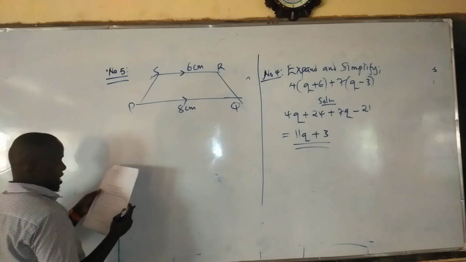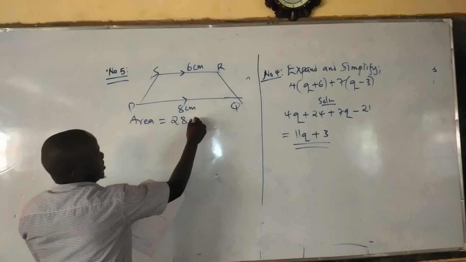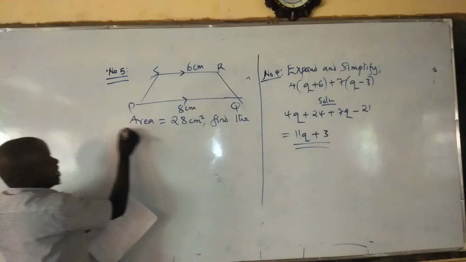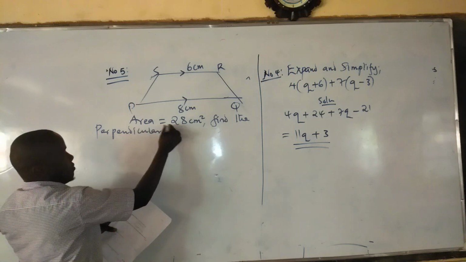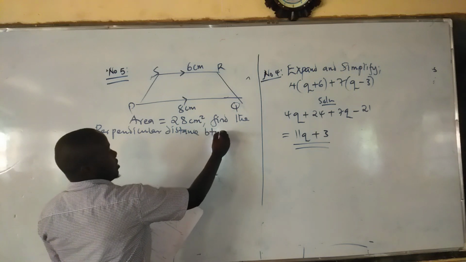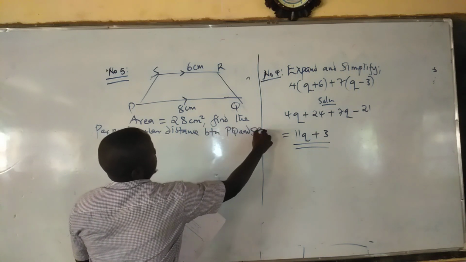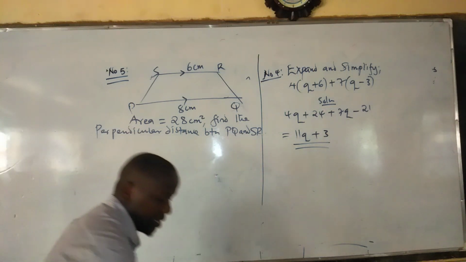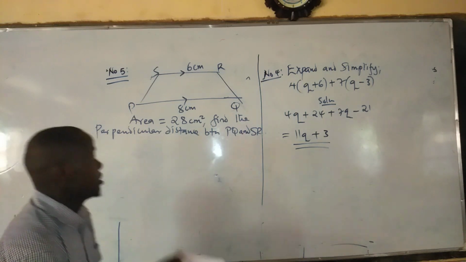Then we are told the area of the trapezium is 28 square centimeters. Find the perpendicular distance between PQ and SR, or the perpendicular height, in other words. That is what the examiner is trying to question.